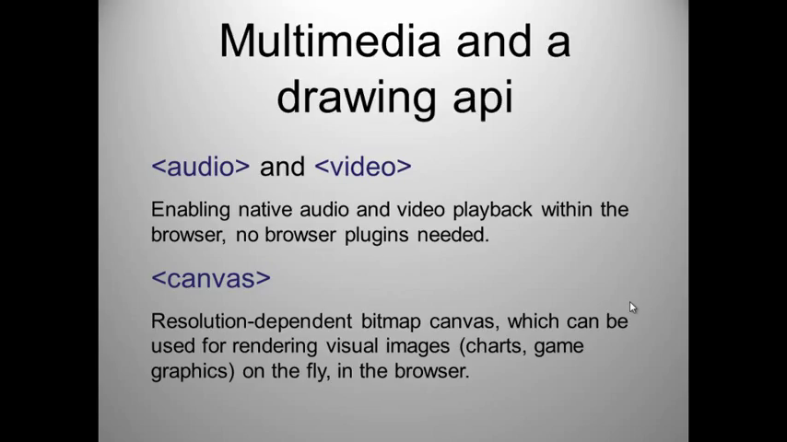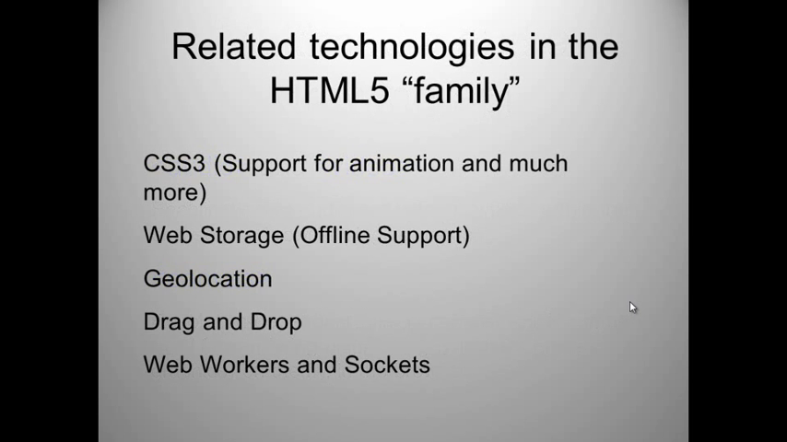We've also got the canvas tag. Now, technically speaking, Canvas is an API. It's a web technology associated with HTML5, and it allows you to create visual images such as charts, graphics, and more on the fly in the browser. Other related technologies in the HTML5 family include CSS3, web storage, geolocation, drag and drop, and web workers and sockets. Again, each of these technologies is fairly powerful in its own right. When you connect them with the HTML5 markup or the syntax that we looked at earlier, then you get a new breed of web design.